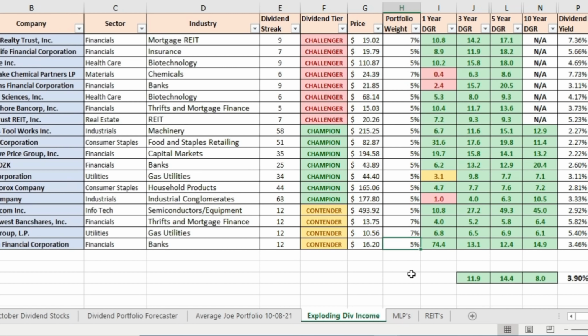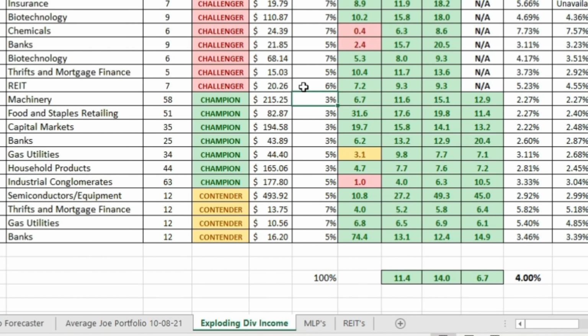Let me just go ahead and make sure we stay at 100%. We still have plenty of room here on our dividend growth rate. We're still at 11.6, 14.1, 7.7. We can even, if we really wanted to get this to 4%, that one down to 3%, that one down to 4%. There we go, guys. I just did it for you. We have 4% on our yield based on these weightings right here.